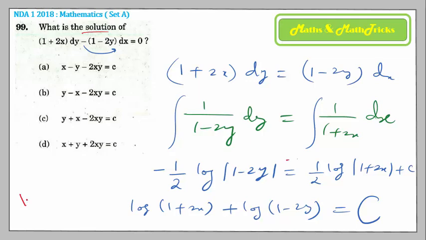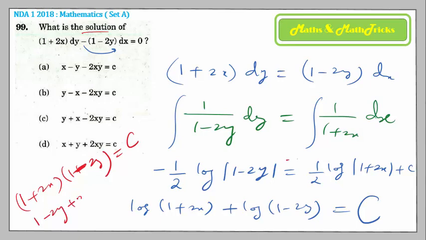So basically you have got here (1 + 2x) into (1 - 2y) is equal to e power c, which is C again. So simplifying this, you will get 1 - 2y + 2x - 4xy is equal to C. So can you see the simplification? You can see that this 1 again can be shifted to the constant part. So you are getting, what, the terms to the right hand side you can consider.